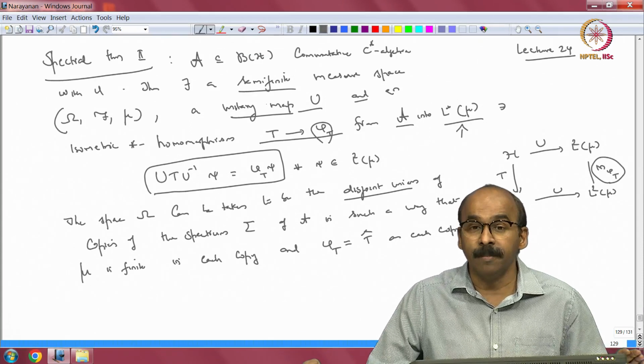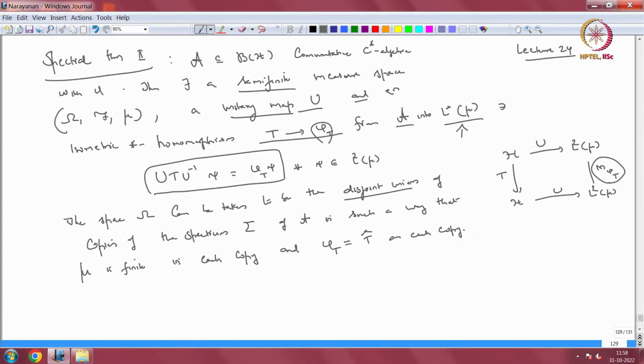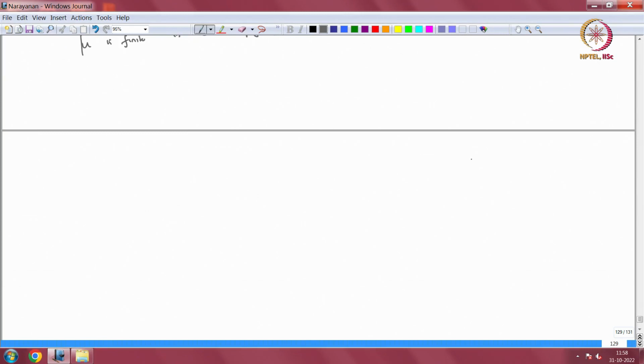So, let us read it again. For any commutative C star algebra with identity consisting of operators, we have a semi-finite measure space, a unitary map U, and this homomorphism t going to phi sub t, which allows us to realize any t as multiplication by phi t on the semi-finite measure space. Okay, so we will prove this. This is the second version of the spectral theorem. As I said, we will see more and more such things.